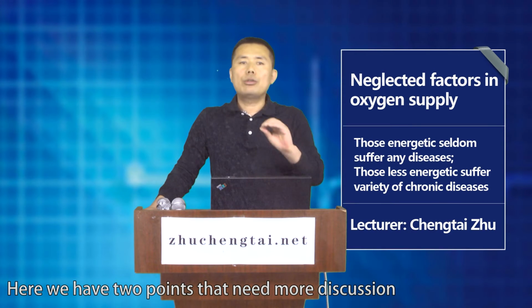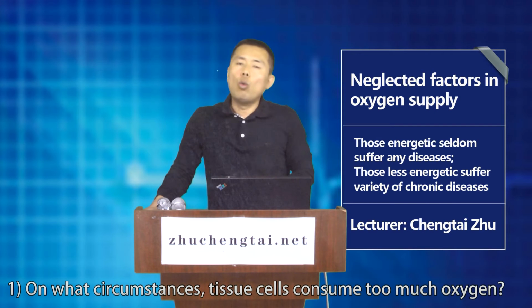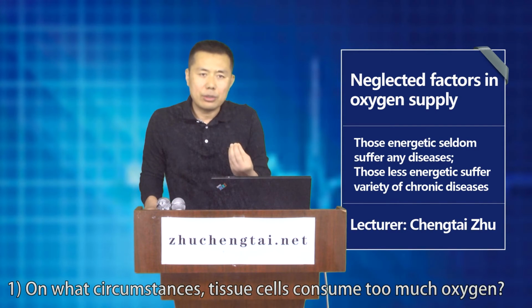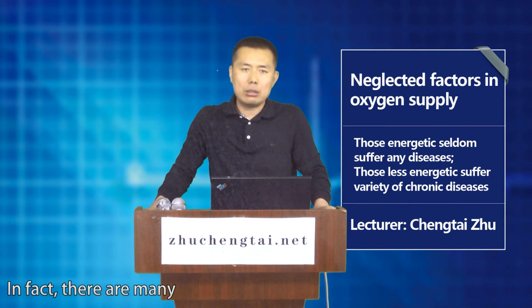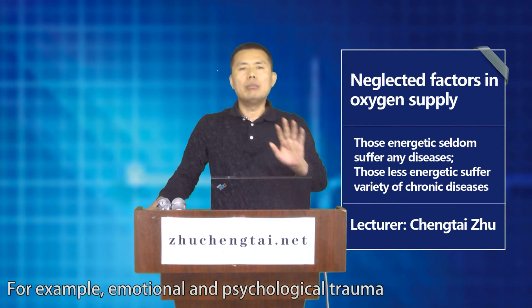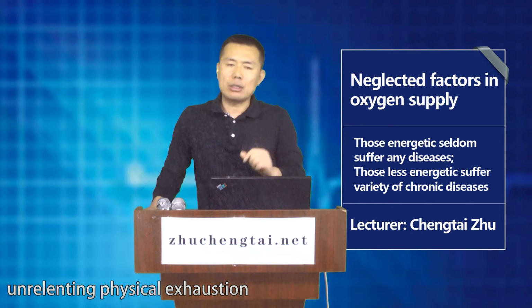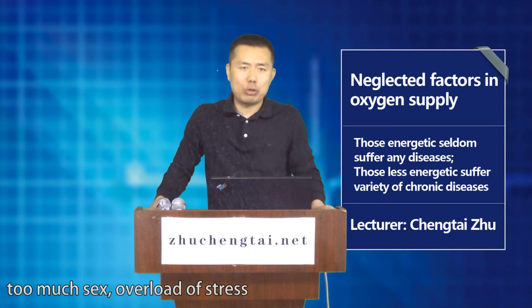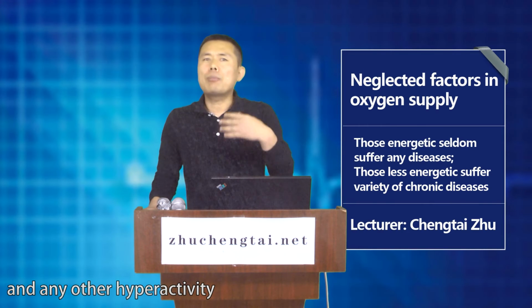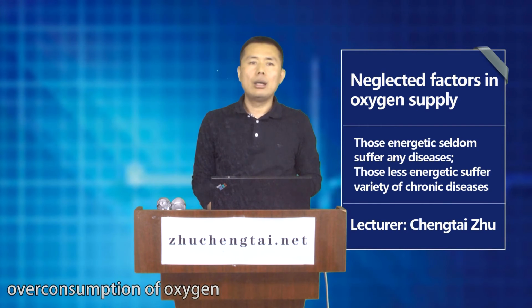Here, we have 2 points that need more discussion. 1. On what circumstances do tissue cells consume too much oxygen? In fact, there are many. For example, emotional and psychological trauma, unrelenting physical exhaustion, too much sex, overload of stress, and any other hyperactivity. All these incidents are accompanied by overconsumption of oxygen.